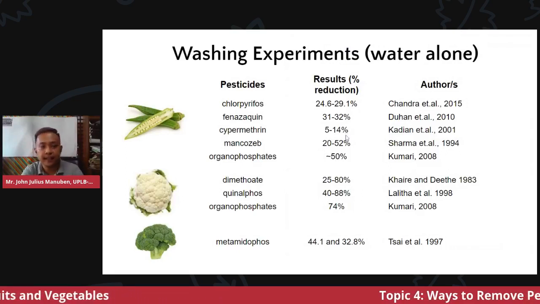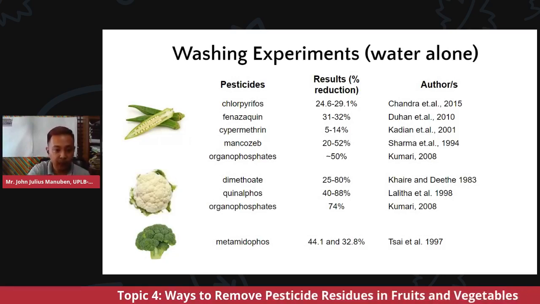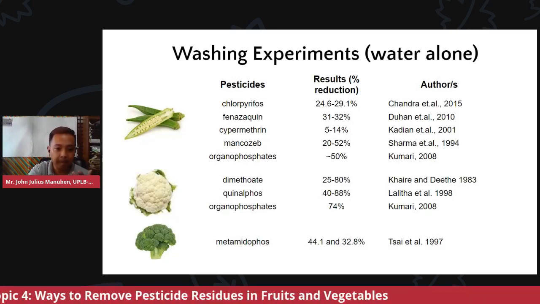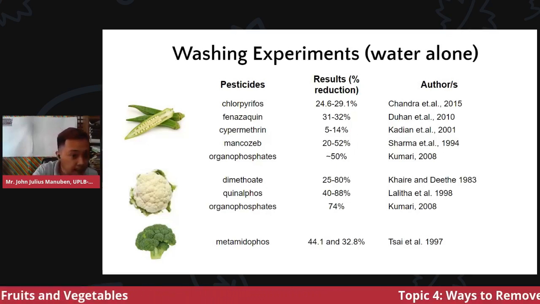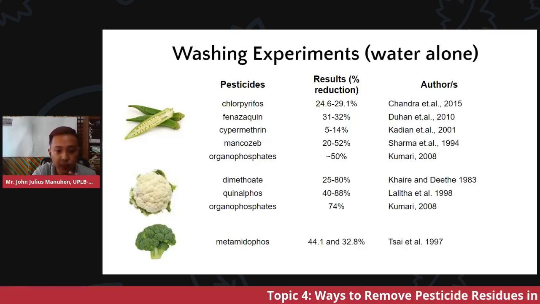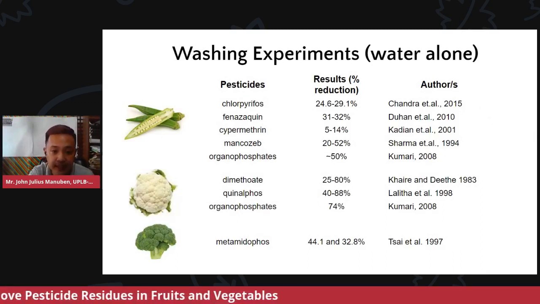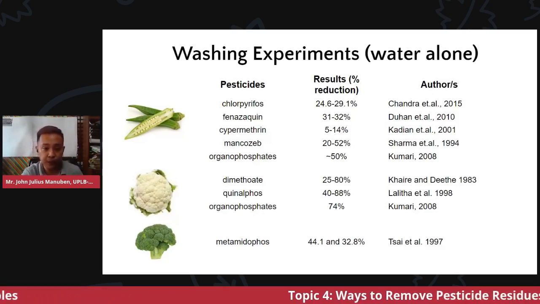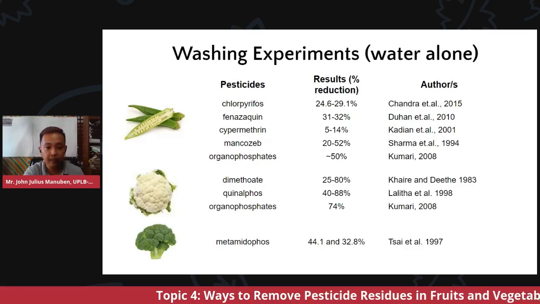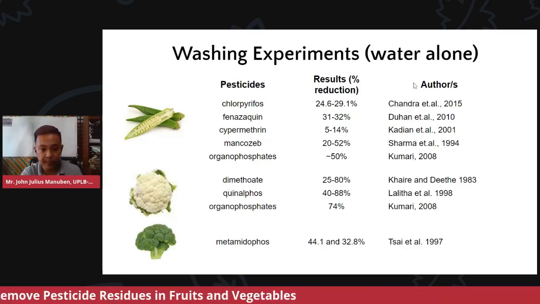So, these are all washing experiments. So, washing experiments, gamit lang yung tubig. So, the researchers used different pesticides on different crops. Let's look at okra. So, they reported that for chlorpyrifos, washing alone, the reduction is around 24.6 to 29.1. Then penazakin, 31 to 32, cypermethrin, 5 to 14, and mancozeb, 20 to 52. Yung organophosphate dyan, around 50%.